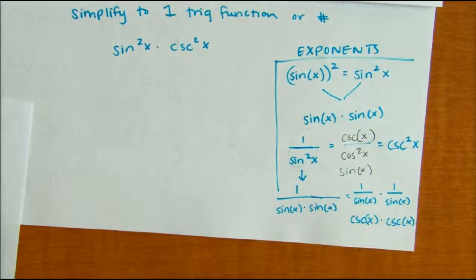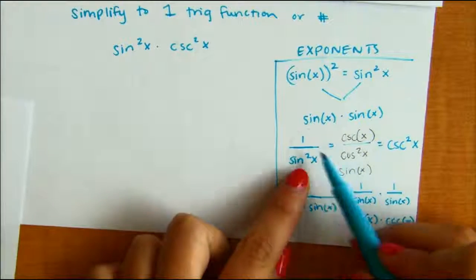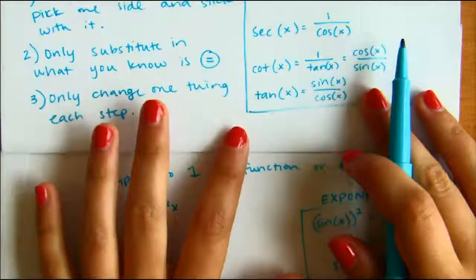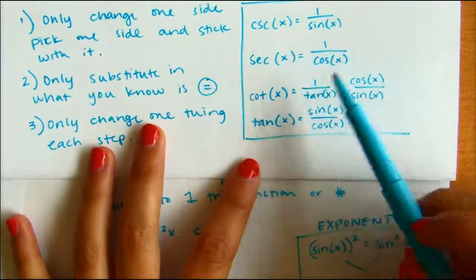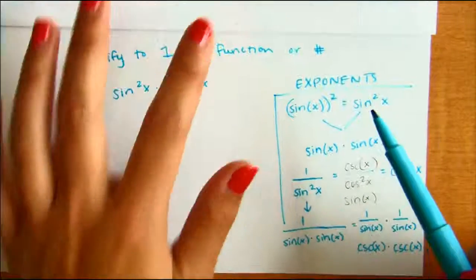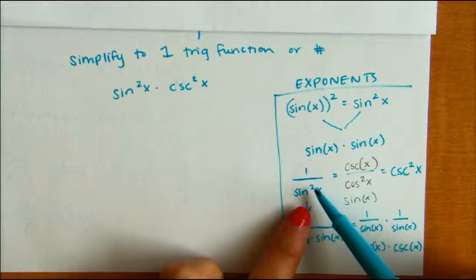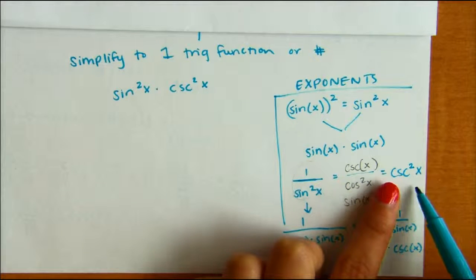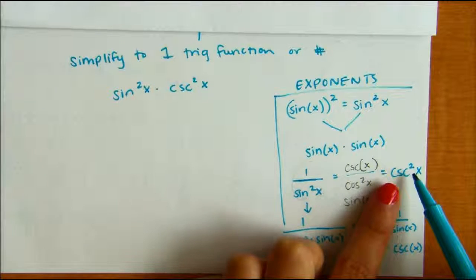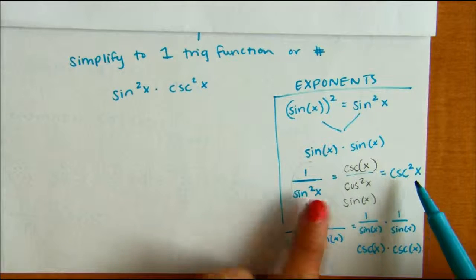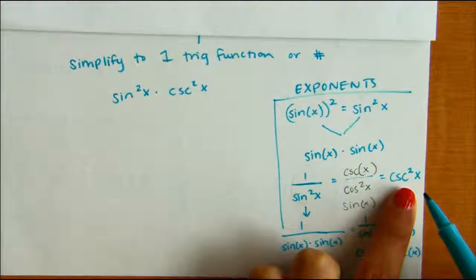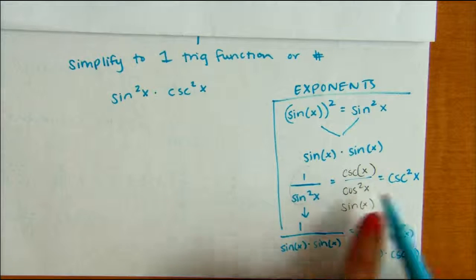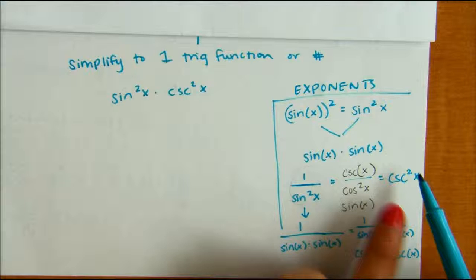One thing to note about exponents is that they don't actually affect your equivalencies at all, really. The only thing that changes is that if you have a function that has an exponent, your equivalent function has to have that same exponent. So if this were sine cubed, this would be cosecant cubed. But otherwise, not that much is going to change.